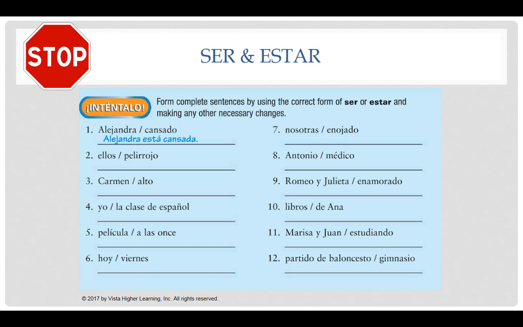Form complete sentences by using the correct form of ser or estar and making any other necessary changes. Please pause the presentation and complete this activity. When you have finished, press play to check your answers on the next slide. Pause the presentation now.